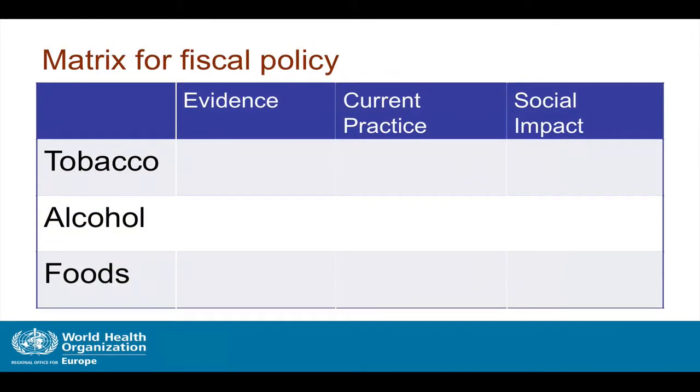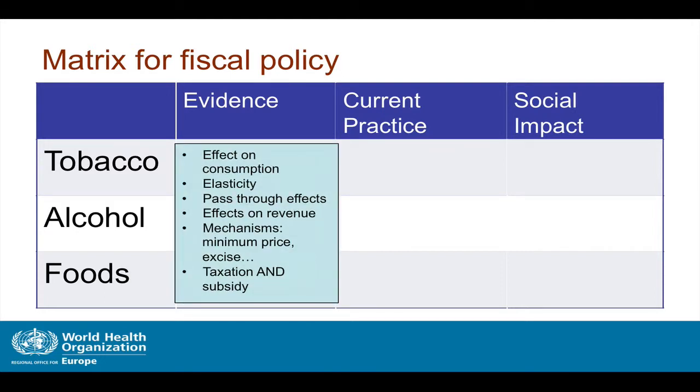In my brief primer on fiscal policy, I wanted to point out that if you consider analyzing the potential of a fiscal policy to control tobacco, alcohol, or certain food products, then certainly you need to look at the evidence, the current practice, what is currently done in the country, and then of course the social impact of this idea.